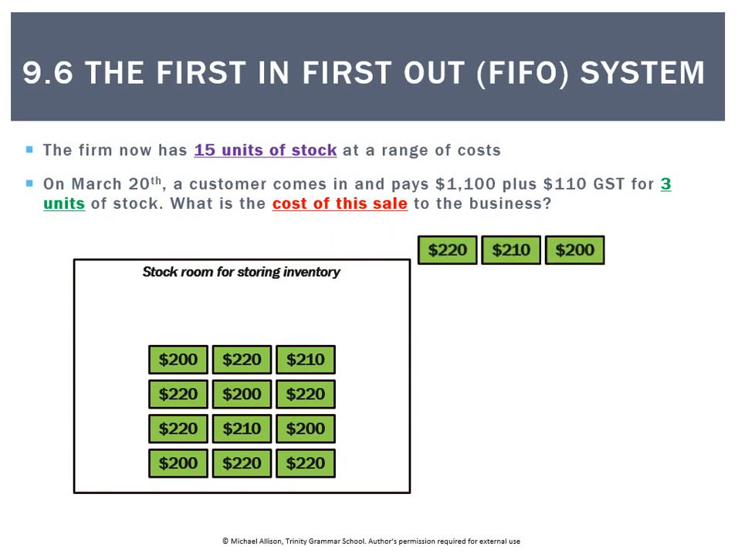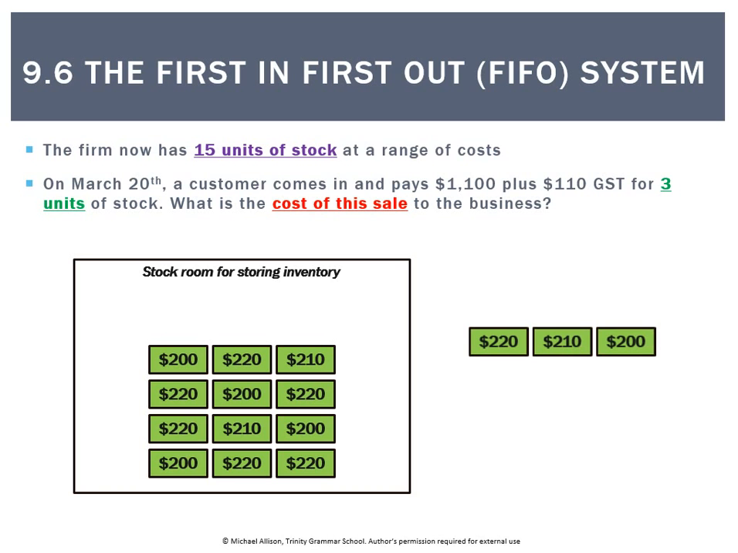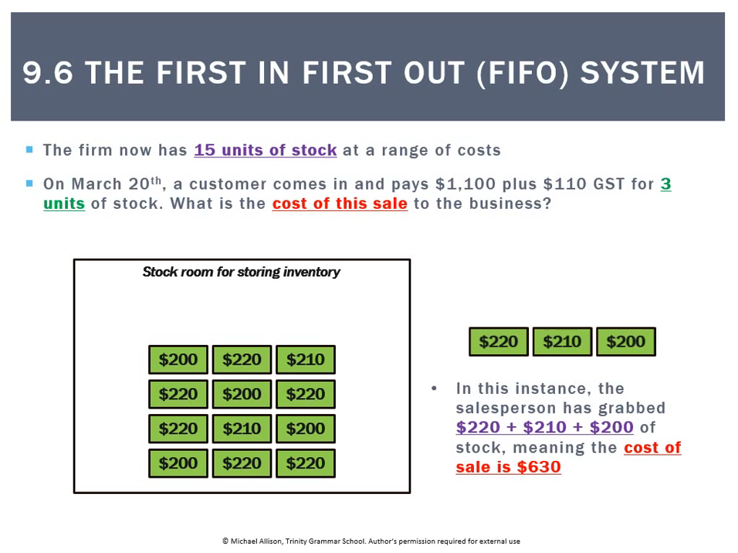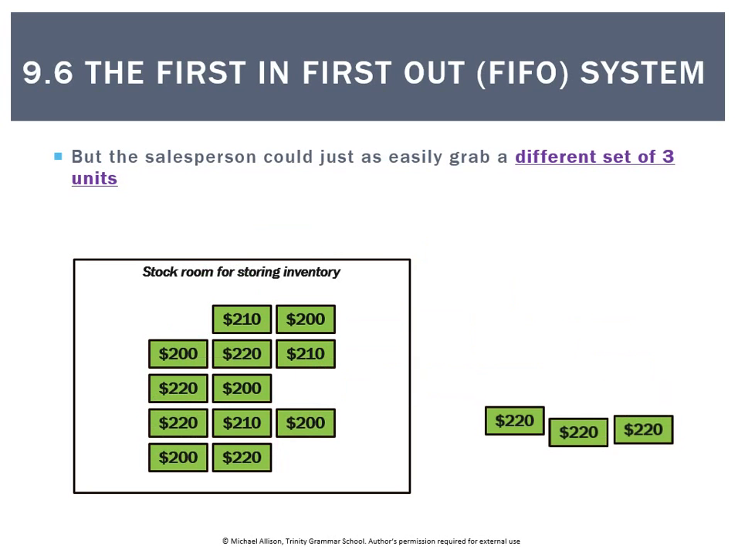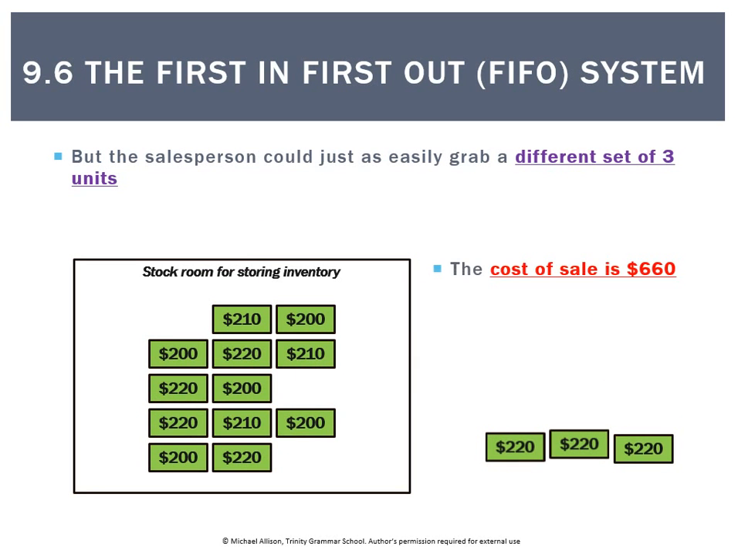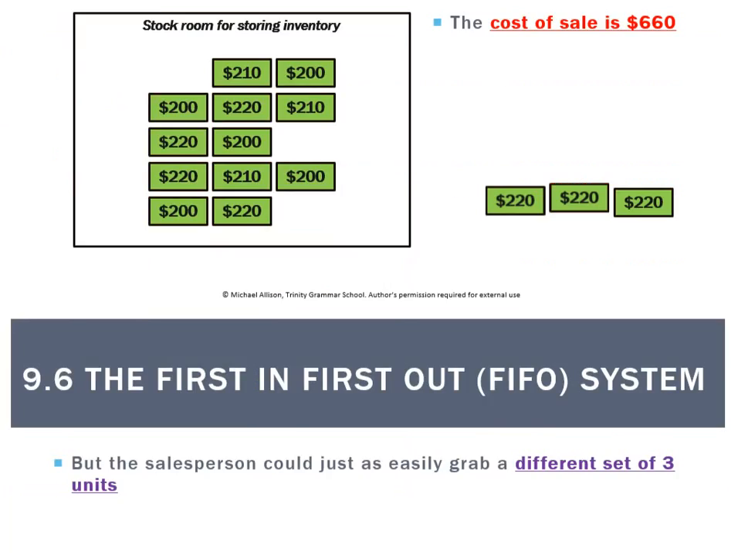So in this case, what if they grabbed those 3 units there? So we've got a 220, a 210, and a 200. The cost of that sale is $630. But maybe the next salesperson's a bit different. Instead of grabbing the 3 on top, maybe they grabbed those 3. So they took a 220, a 220, and a 220. That's a cost of sale of $660.